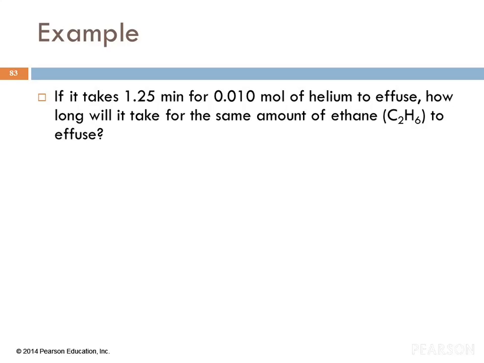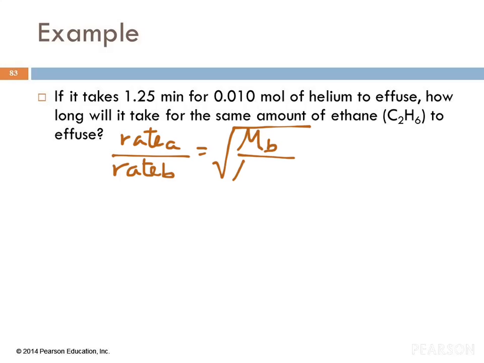If it takes 1.25 minutes for 0.010 moles of helium to effuse, how long will it take for the same amount of ethane to effuse? Well, the rate of A divided by the rate of B is equal to the square root of the molar mass of B divided by the molar mass of A.